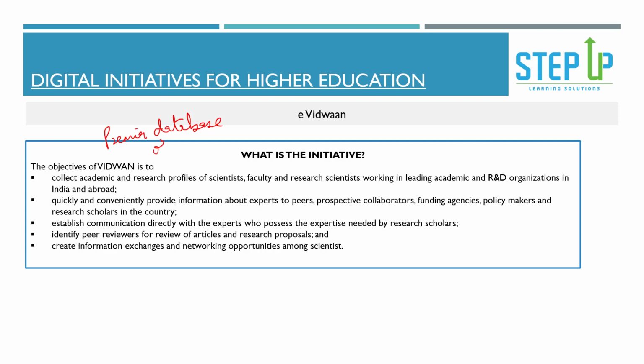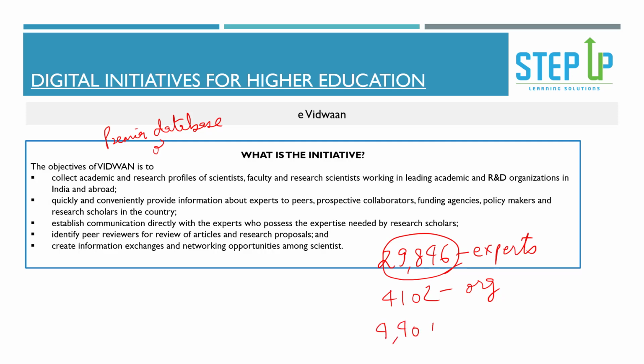So the latest, I went through their website and there were close to 29,846, that means more than 29,000, right, experts already on that portal. There are more than 4,000, right, organizations that are there. And if you look at the citations available on the website, that was close to 4 lakh 40,094, right, on their site available. These are the number of citations available.